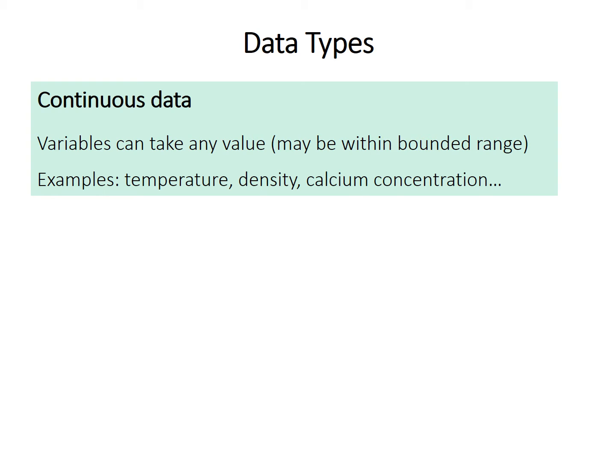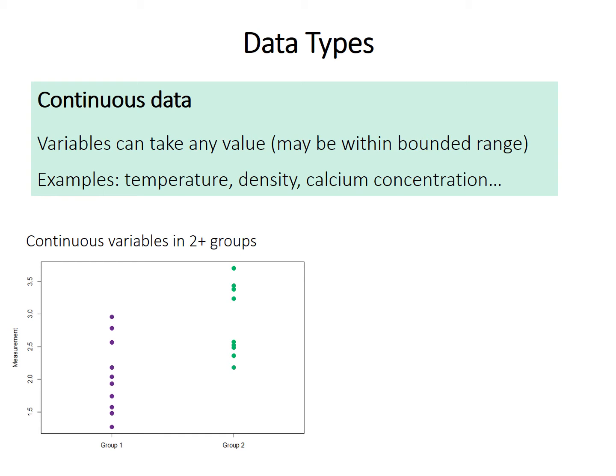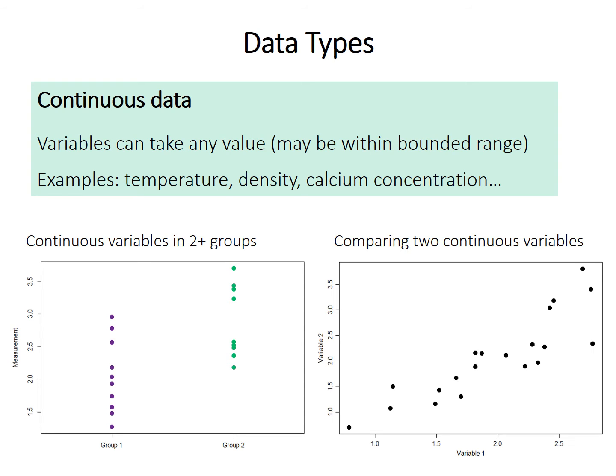Density is bounded, it can never be below 0, but it can take any positive value, 2 or 2.3 or 2.4172 or whatever. So there are tests that are designed to compare continuous variables between two or more groups, as well as tests designed to examine the relationship between two or more, I suppose, continuous variables. So we'll talk about the specific tests in upcoming weeks, but for now it is important just to understand what continuous data is.